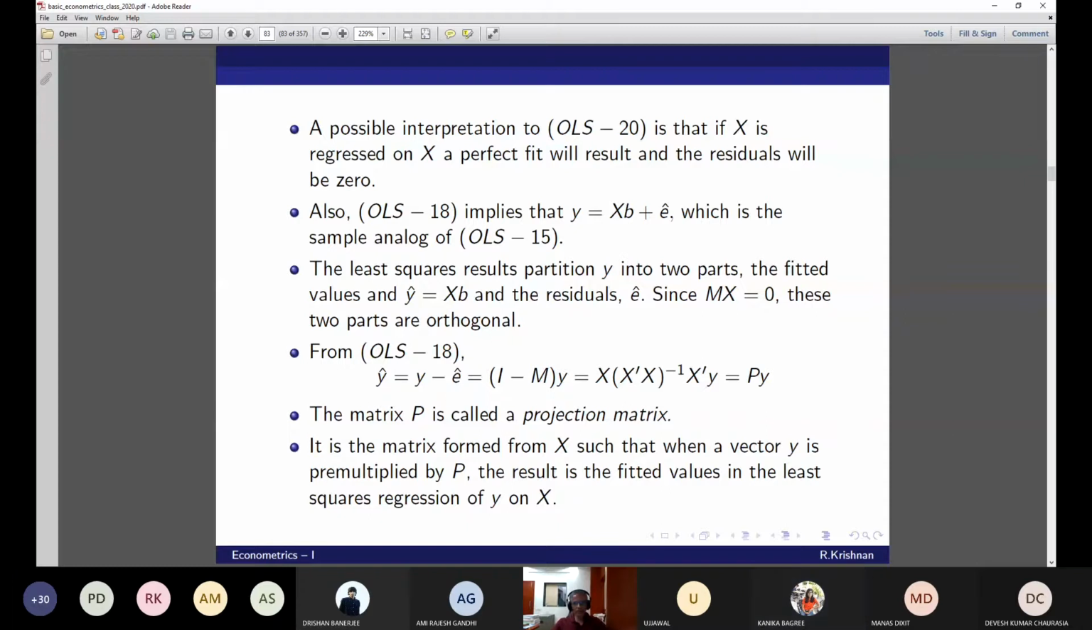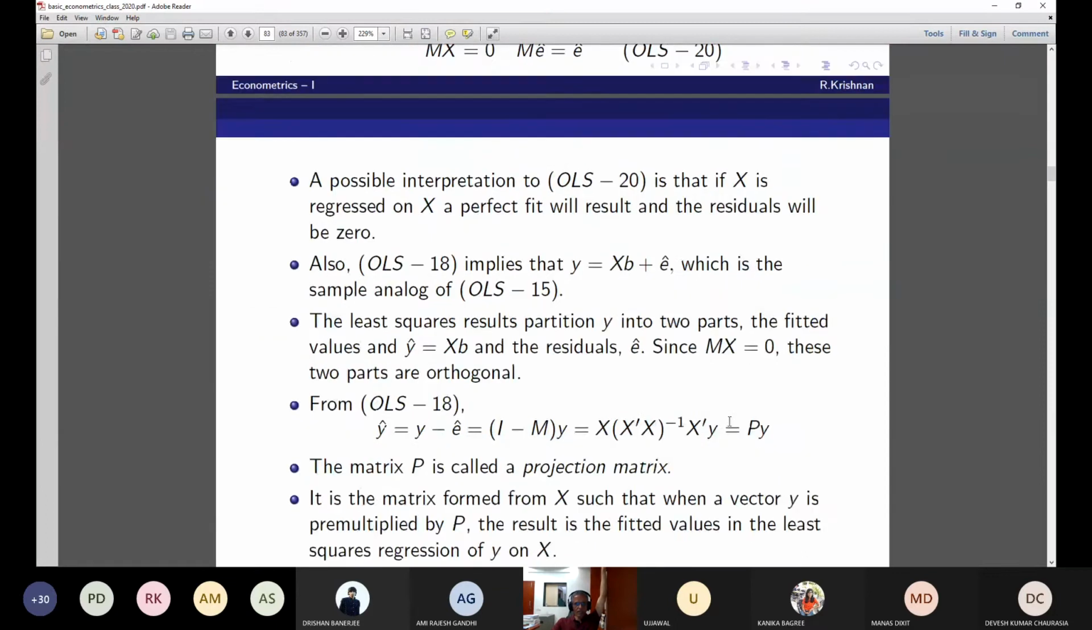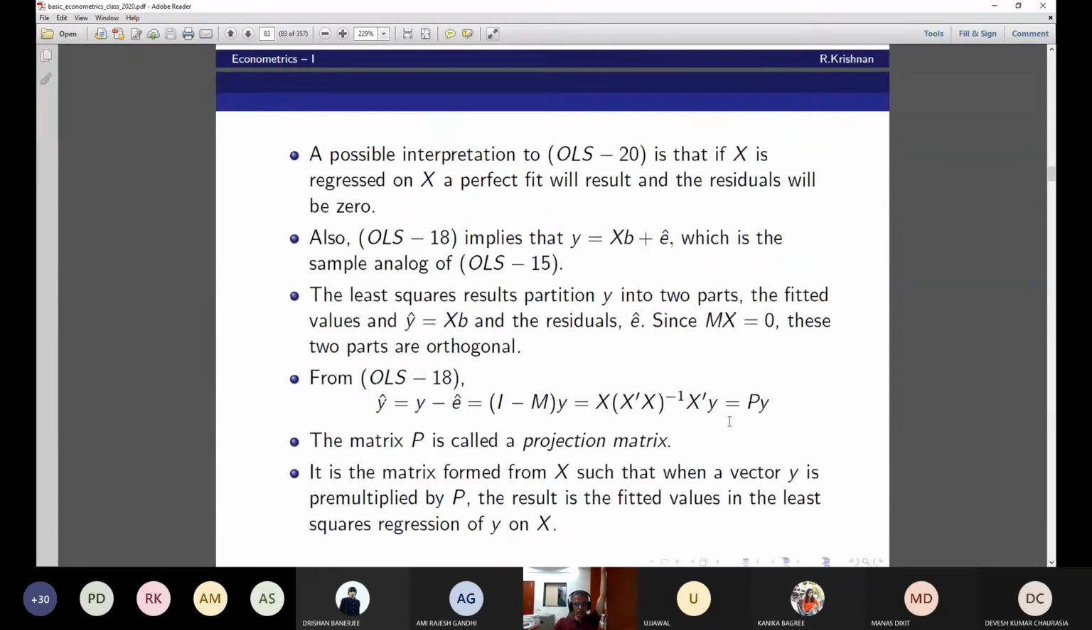Yes. Okay, so now we can see that the 2 parts are orthogonal, because this will be a y hat vector and an e hat vector. You can substitute it and see, since MX is equal to 0, these 2 parts are orthogonal. It is easy to see that. From OLS 18, y hat equals y minus e hat, I minus M times y, and this is Py.